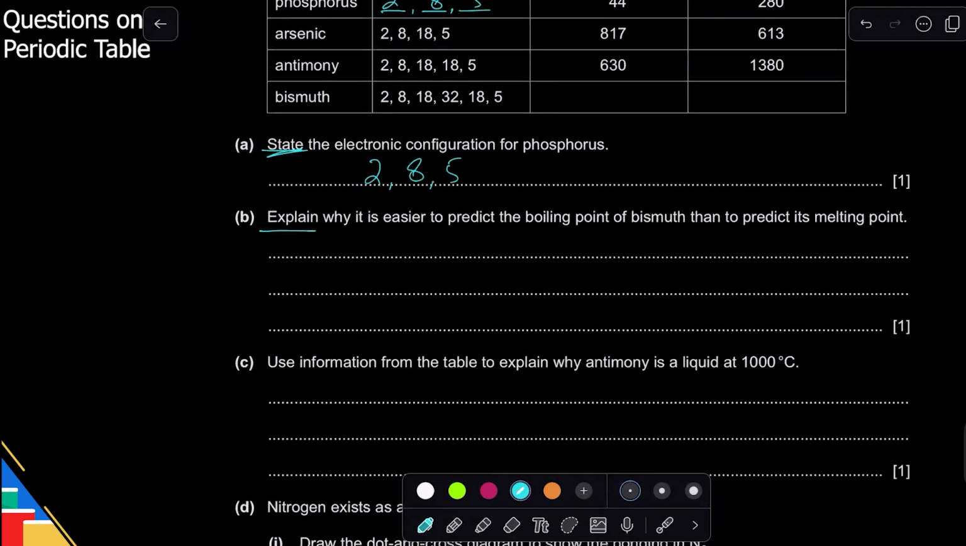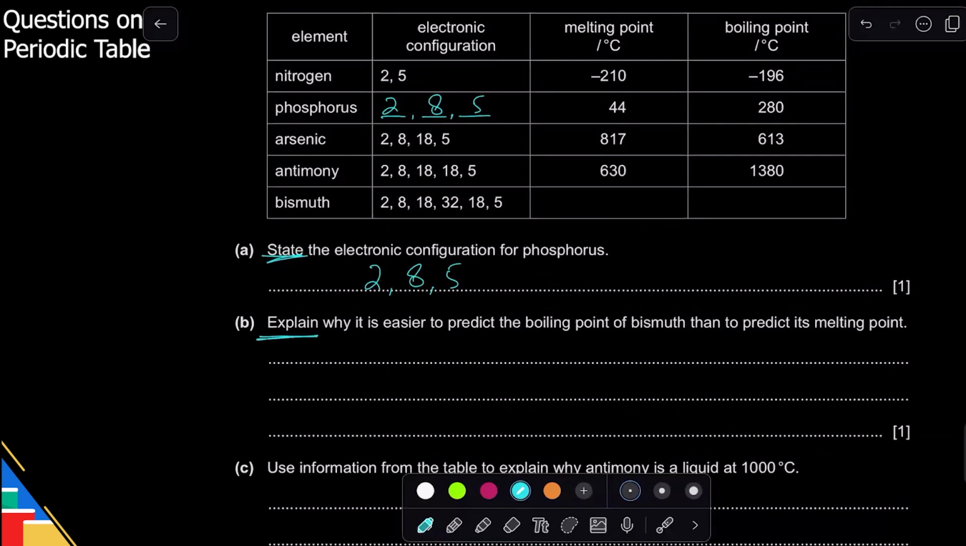Explain. Whenever they ask you for explain, you have to give a reason. Explain why it is easier to predict the boiling point of bismuth than to predict its melting point. Let's see. So bismuth हमारे पास किस ग्रुप में है? Yeah, bismuth is in group 5. So इसी ग्रुप में हम देखेंगे कि यहाँ पे मेल्टिंग पॉइंट में इंक्रीज हो रहा है, डिक्रीज हो गया, ट्रेंड नहीं नजर आ रहा. तो यहाँ से हमें नहीं पता कि ये इंक्रीज होगा या डिक्रीज होगा. But this is clearly increasing.